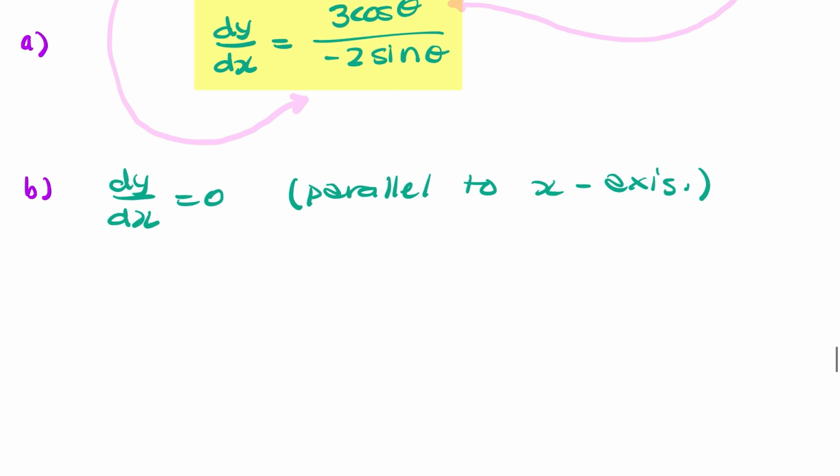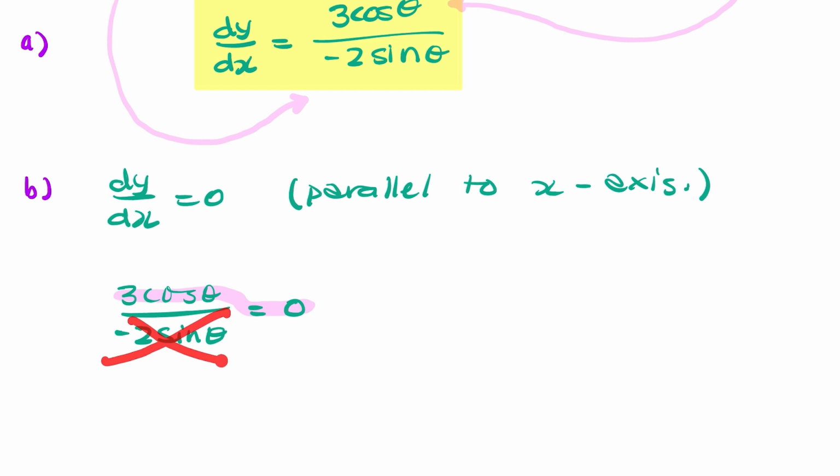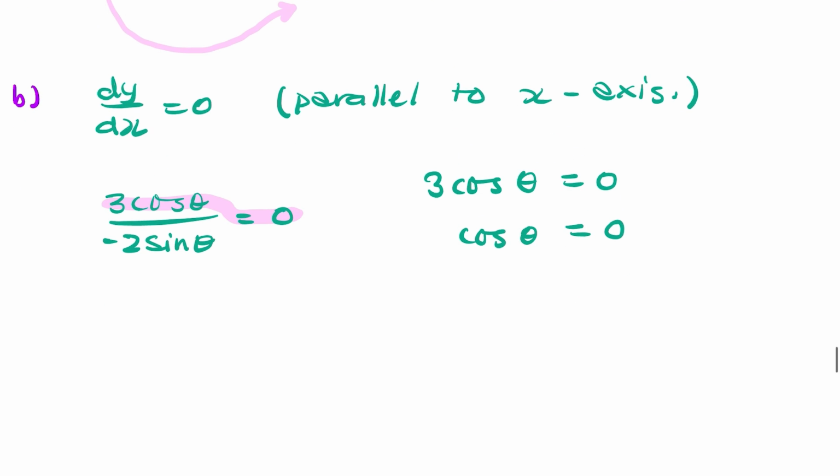So the expression we found, 3 cosine theta over negative 2 sine theta, equals 0. So that's what we're trying to solve. Now, whenever you have a fraction equals 0, it's enough to say that the numerator is equal to 0, because we can multiply both sides by the denominator and it would disappear. So it's enough to say that 3 cosine theta equals 0. So cosine theta has to be equal to 0, and therefore theta equals inverse cosine of 0.